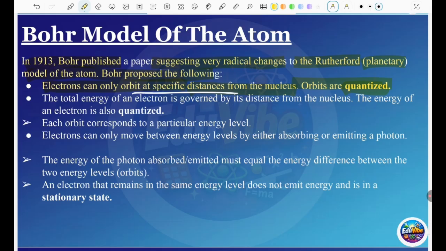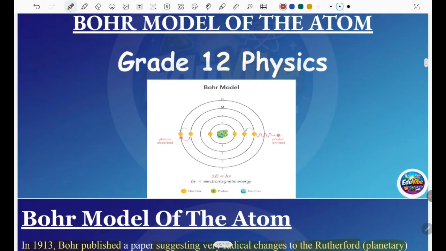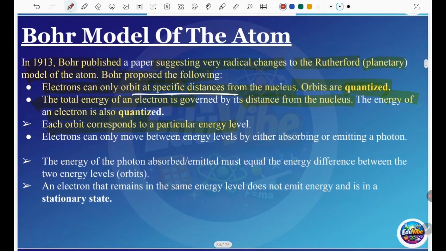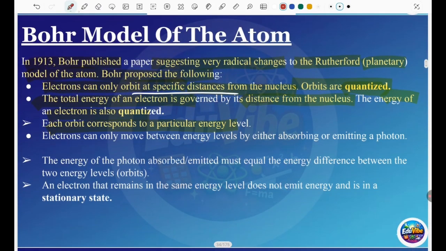But for now, you have to say that the orbits are quantized, and the total energy of an electron is governed by its distance from the nucleus. Basically, electrons orbiting the nucleus are at specific distances. The energy of an electron is also quantized. Each orbit corresponds to a particular energy level. Like here, we have a nucleus, and electrons orbit at specific energy levels like this. We discussed this in grade 11 chemistry too, that electrons have specific energy level shells.